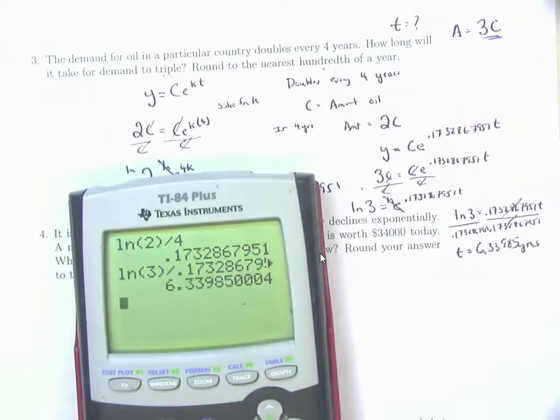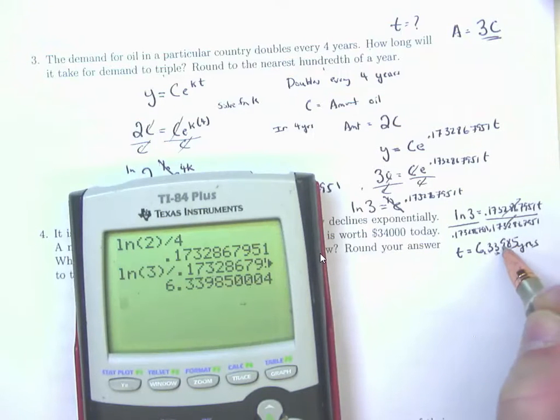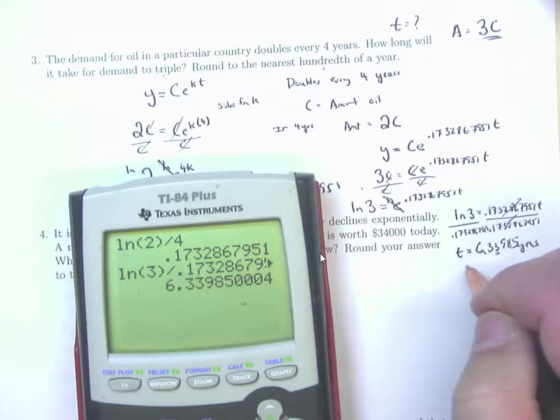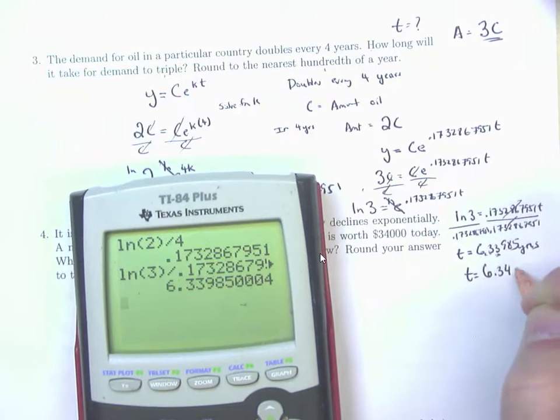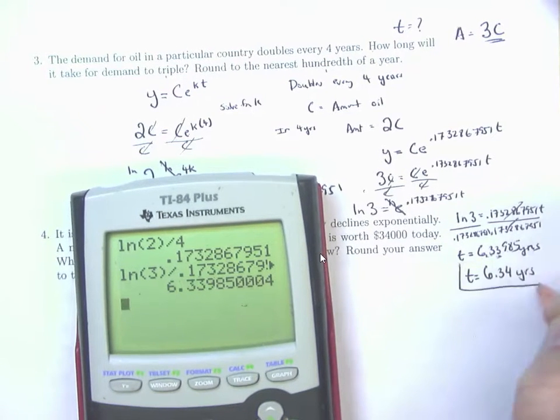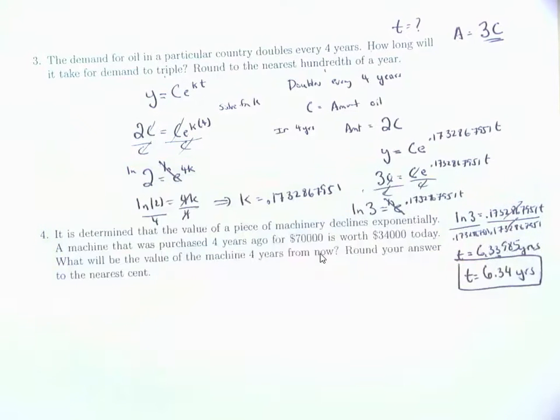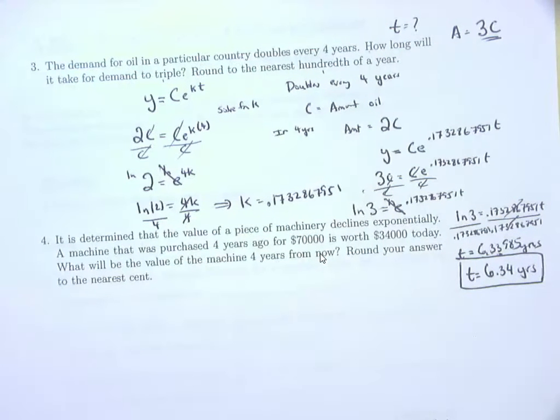Does that make sense? And the nearest hundredth of a year, this is tenths, hundredths, thousandths. What is a 9 going to do to my rounding? I'm going to round it up. So the answer is what? 6.34 years. That is the answer. So it's going to triple in 6.34 years if the trend continues. Does that make sense? Take a look at the next guy.